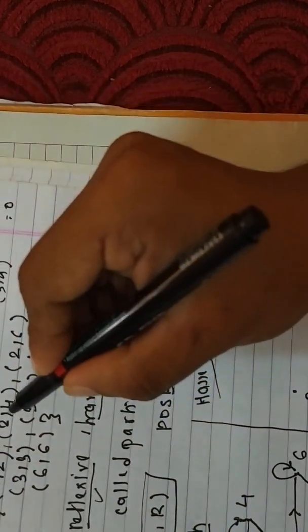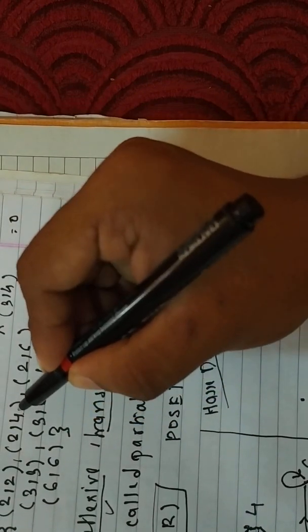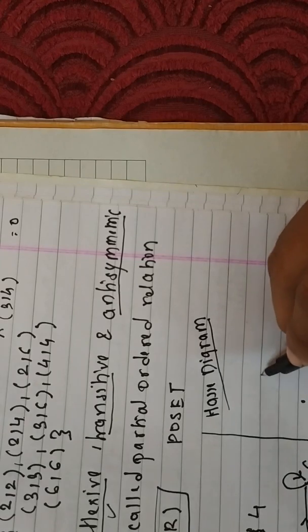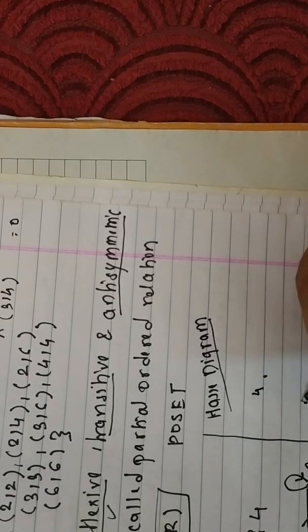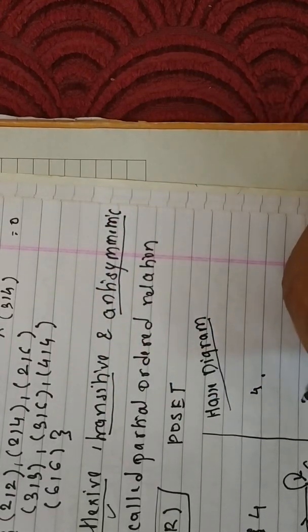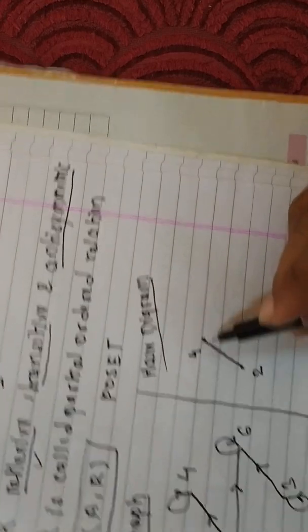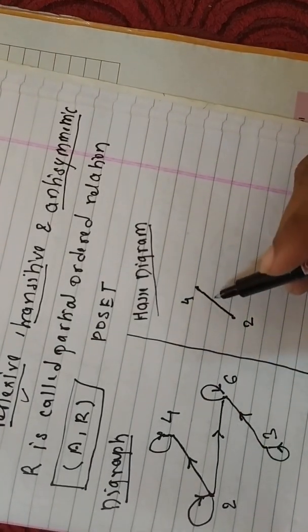Then next, 2 is related to 4. So 2 is on the lower side, and 4 I can mention somewhere here. So 2 to 4 means from 2 to 4 you have to draw an edge. And on the edge, no need to give any arrow in a Hasse diagram.